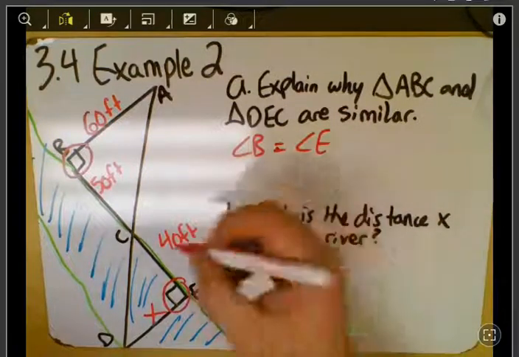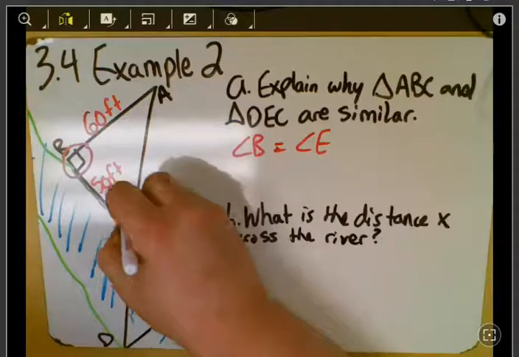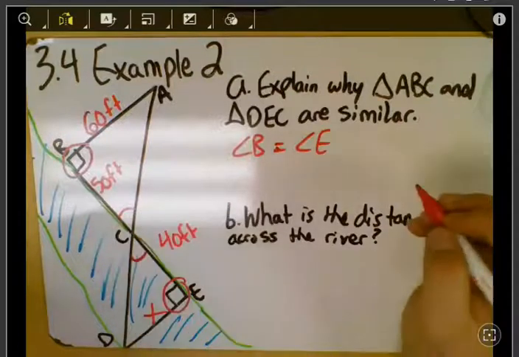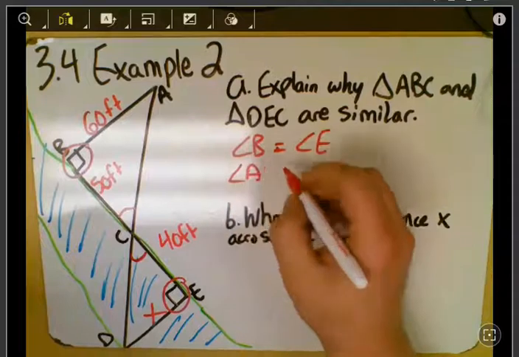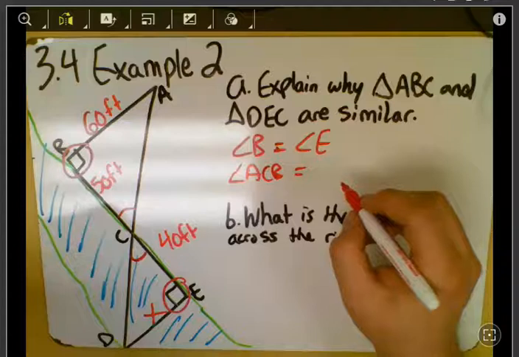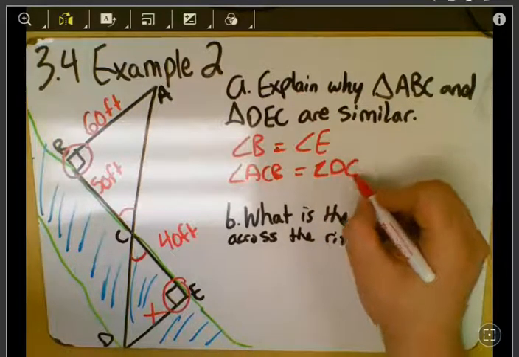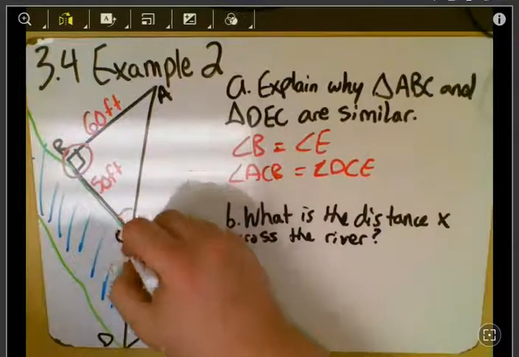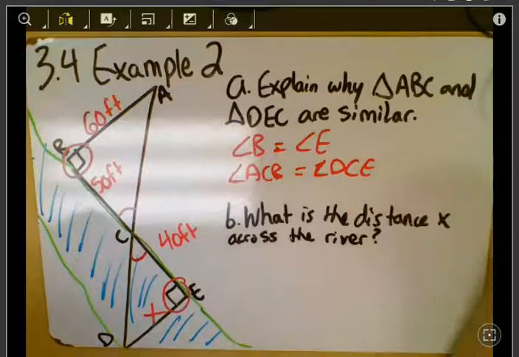And then something to consider: we have two lines that are intersecting each other right here, which means that this angle is congruent to this angle because they are vertical angles. So angle ACB is equal to angle DCE, and we have two pairs of congruent angles, this pair and this pair. That makes these two triangles similar.